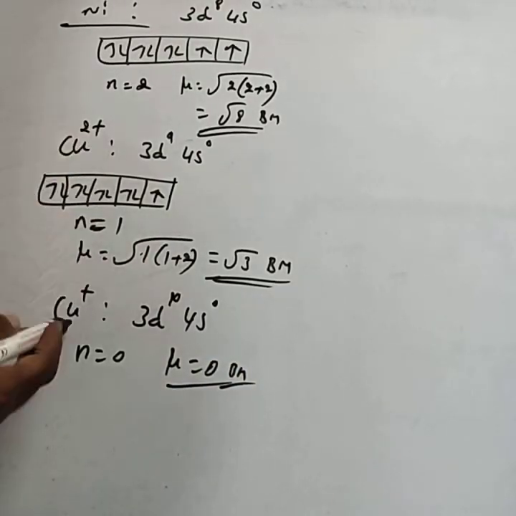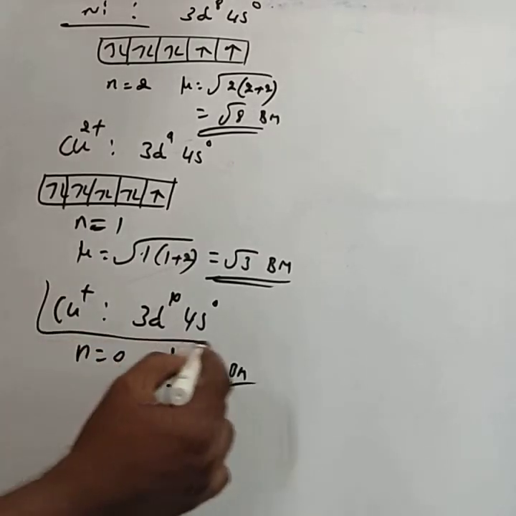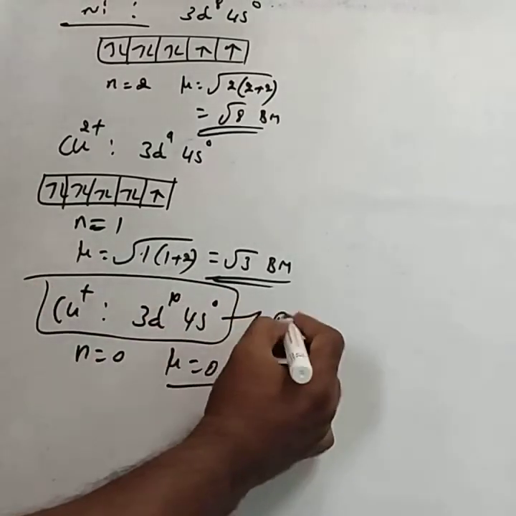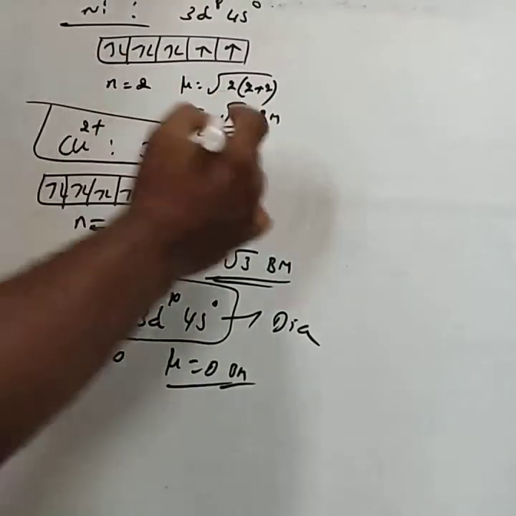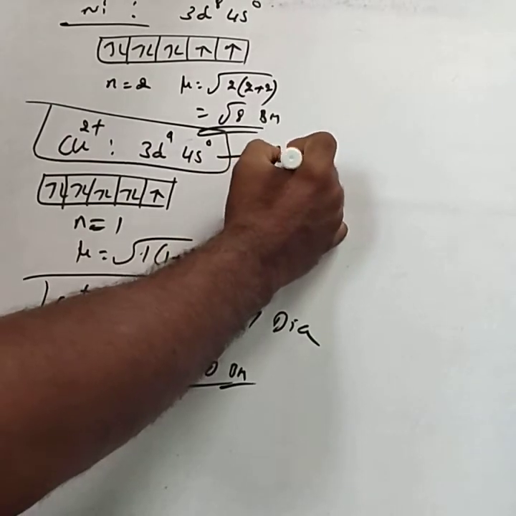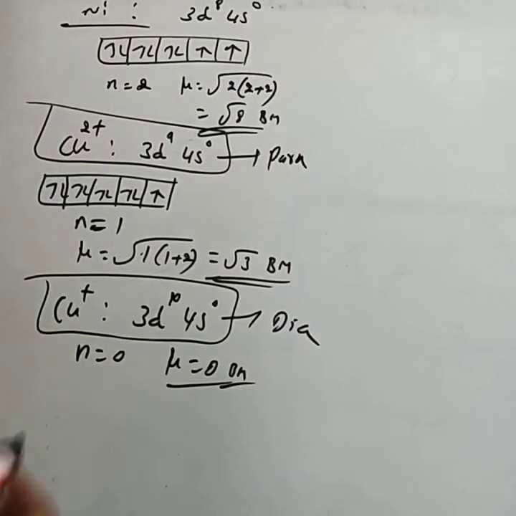Out of Cu+ and Cu2+, which one is paramagnetic and which one is diamagnetic? Cu+ means 3d10 4s0, which is diamagnetic due to paired electrons, while Cu2+ has an unpaired electron, hence it is paramagnetic. These are all very important.